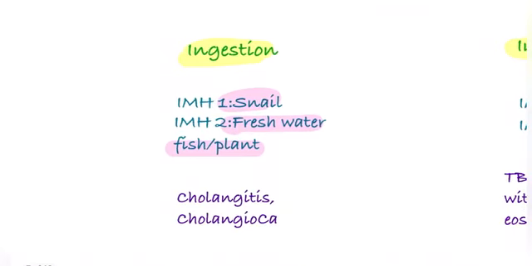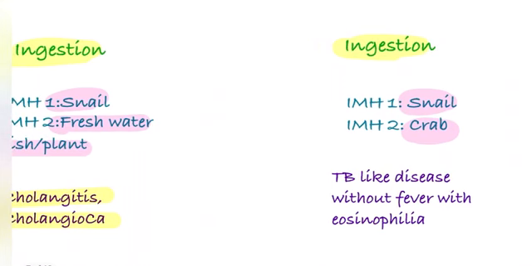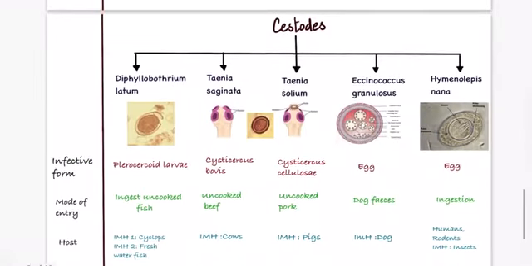The liver fluke causes cholangitis and cholangiocarcinoma. Cholangiocarcinoma is specifically caused by Clonorchis and Opisthorchis. The GI fluke causes diarrhea. And Paragonimus westermani affects the lung; it is also called the lung fluke. So it will cause a TB-like disease, but the patient will have no fever and will have eosinophilia associated with the TB-like symptoms. Moving ahead to cestodes.